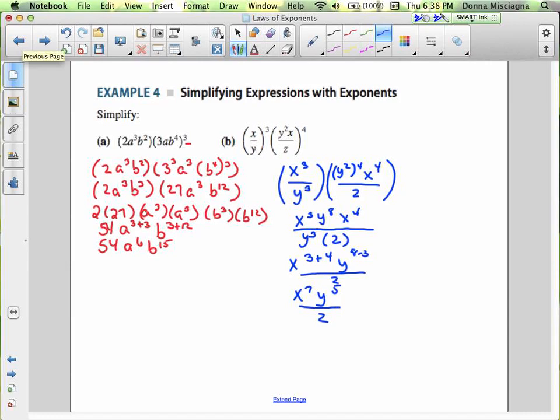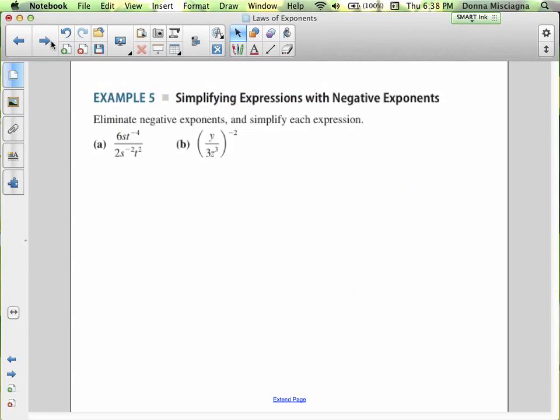This is not the only way. If you like canceling things out, that's fine. It's the same thing, right? But just showing you those properties, this is one way you can simplify that. But no matter what, your answer should be x to the 7th power, y to the 5th power, divided by 2. Let's do the last two examples.